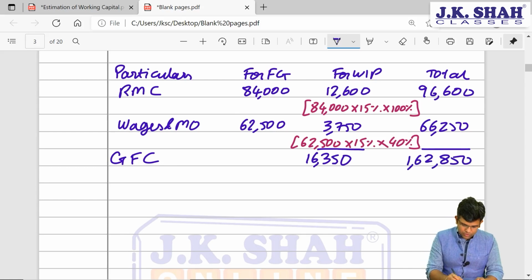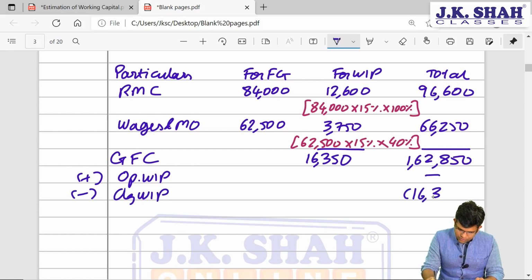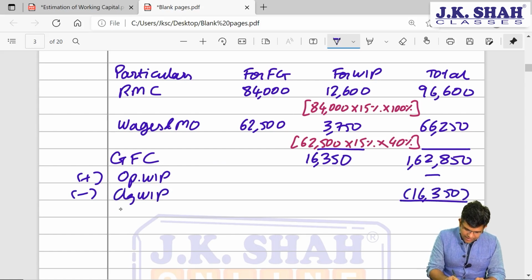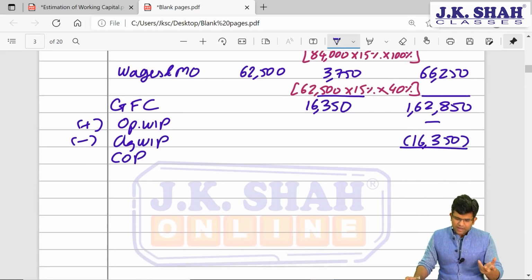1,62,850. In that, students, we will add opening WIP, which is dash, we'll subtract closing WIP, that is 16,350, and what we get will be the cost of production, correct? We'll get cost of production. Net factory cost and cost of production we are taking to be same.